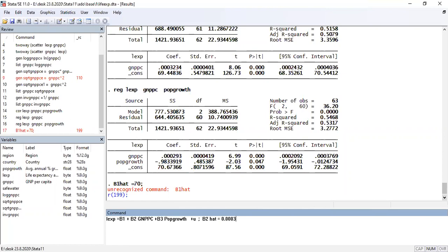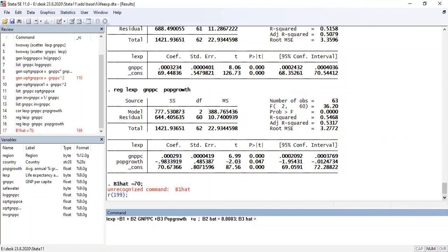Holding population growth constant, if GNP per capita increases by $1, life expectancy on average will increase by beta 2, like 0.003. Exactly. On average. True. How do you explain beta 3 hat now?